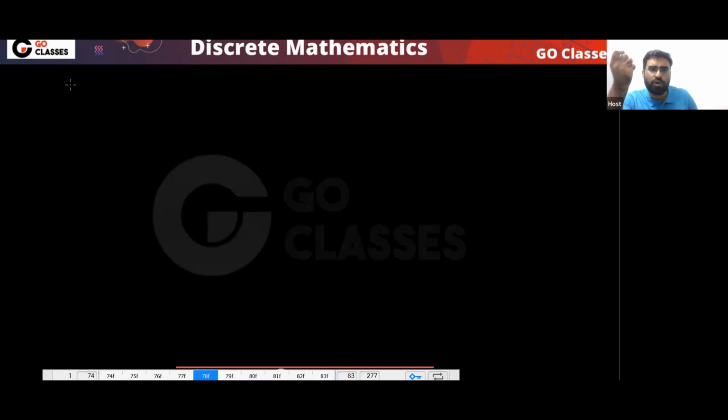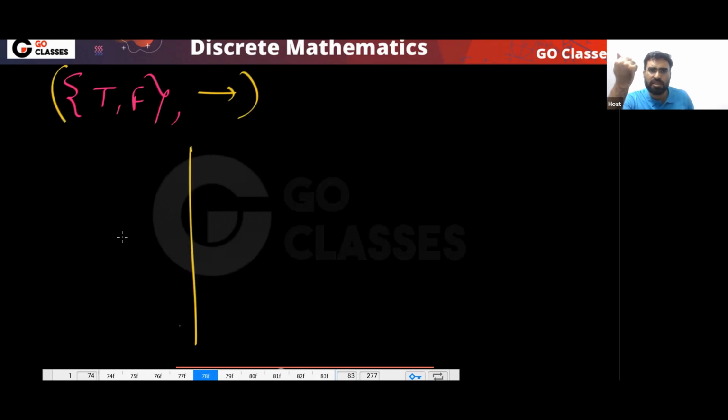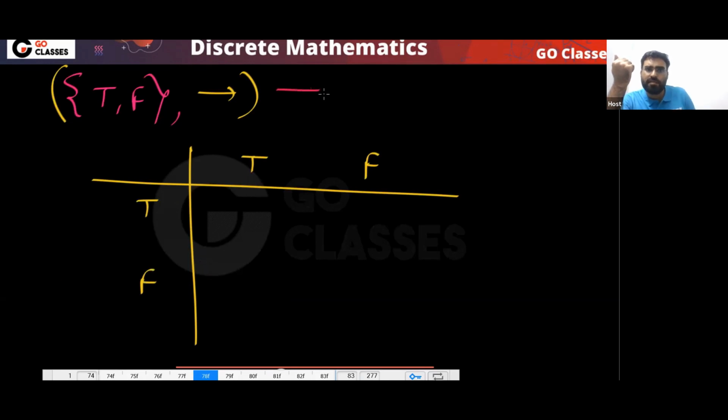For example, if your set is {true, false}, and let's assume that your operation is implication, then tell me what will be the Cayley table. The Cayley table will be like this: true, false, true, false. Is this a group? Tell me. This is your operation. Is this a group? This is not a group, right?